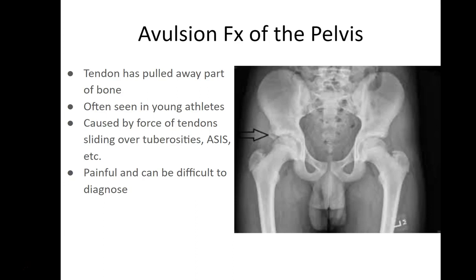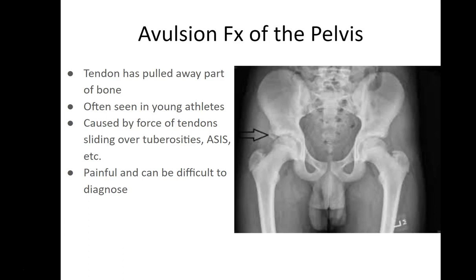Let's say they're running, they stop suddenly, or they're running hurdles in track and field, and it's caused by the force of the tendon sliding over tuberosities such as the ASISs. Treatment includes rest, ice, anti-inflammatory medications, and even physical therapy. This injury should be better in about 4 to 6 weeks with rest.